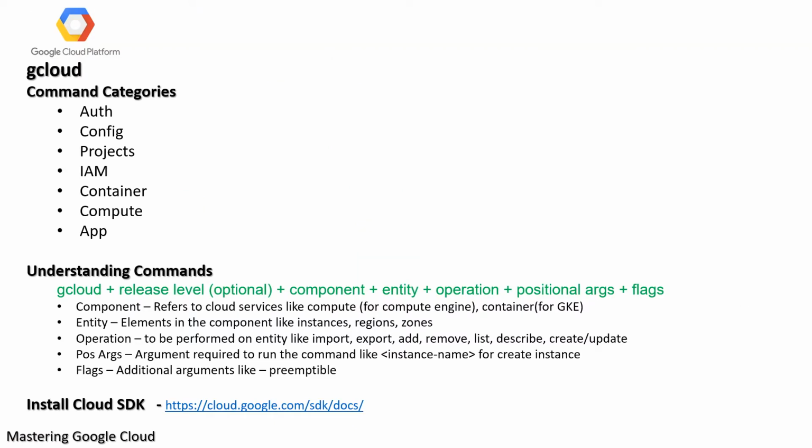Let's look into the gcloud commands first. I categorize these commands in 7 categories: auth, config, projects, IAM, container, compute, and app.